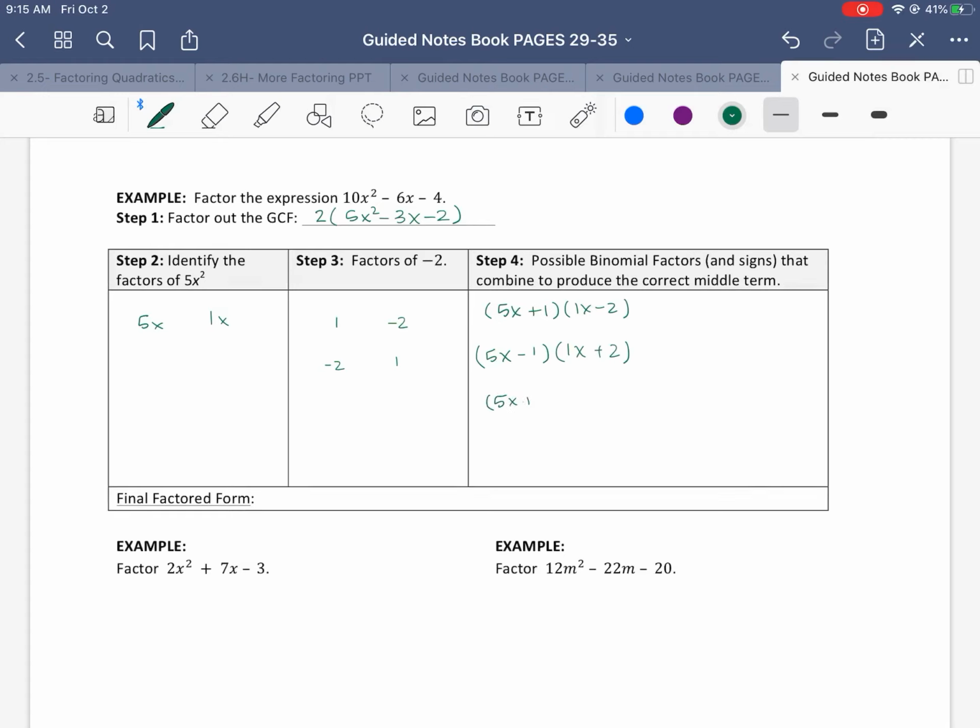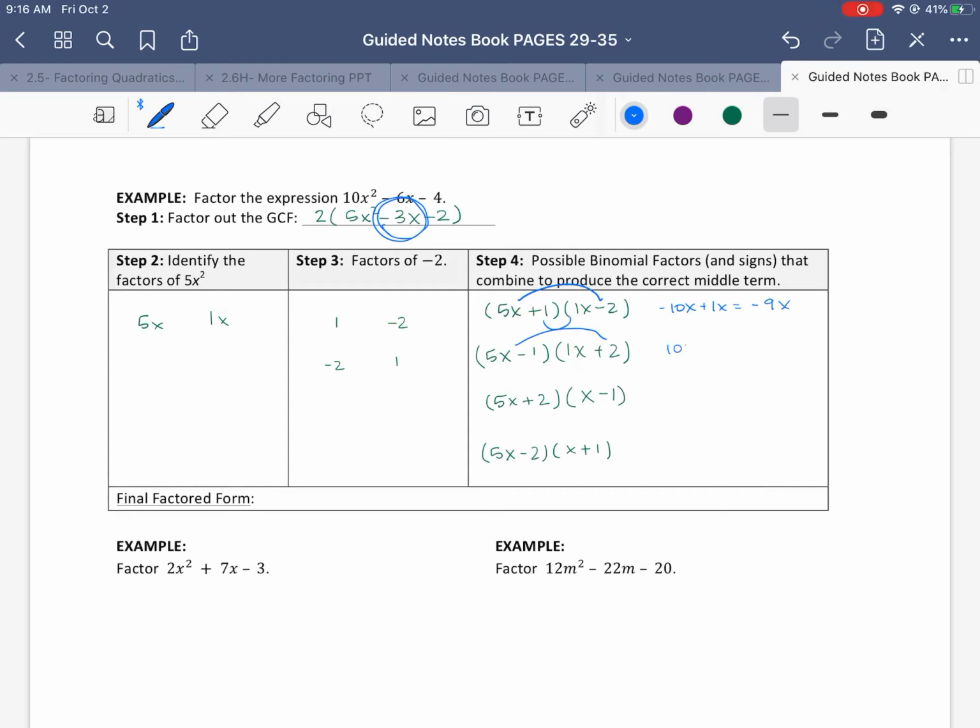And then if we use the next factors, it could be that it's 5x plus 2 if I switch that 2 and 1, and then x minus 1. Or 5x minus 2 and I get x plus 1. So those are, again, the options if we were listing them out. And then we could check the outside and inside. So here we would get negative 10x. We would get 1x. That gives me a negative 9x. Not exactly what I'm looking for. I'm looking for negative 3x.